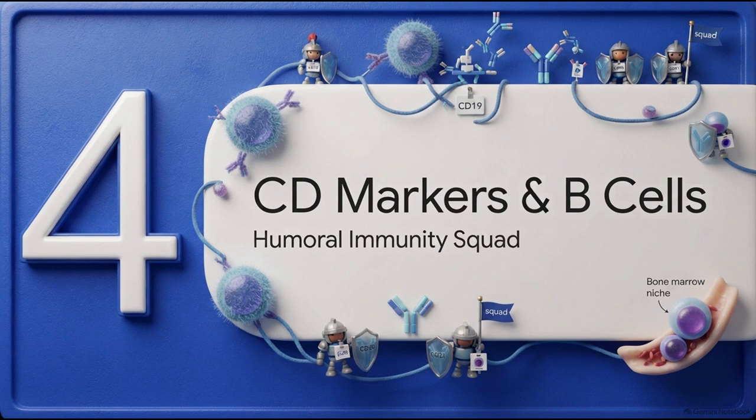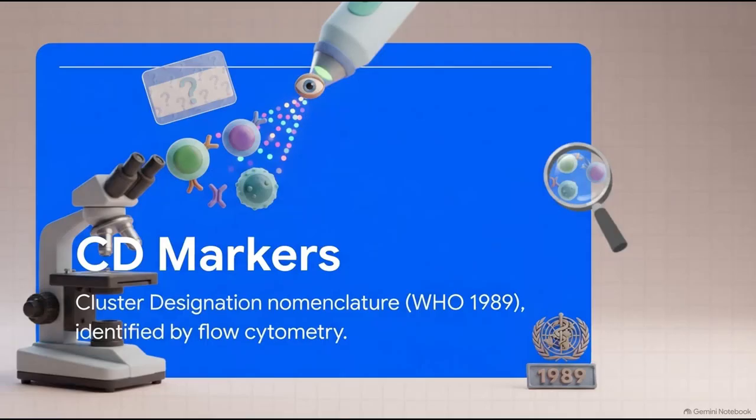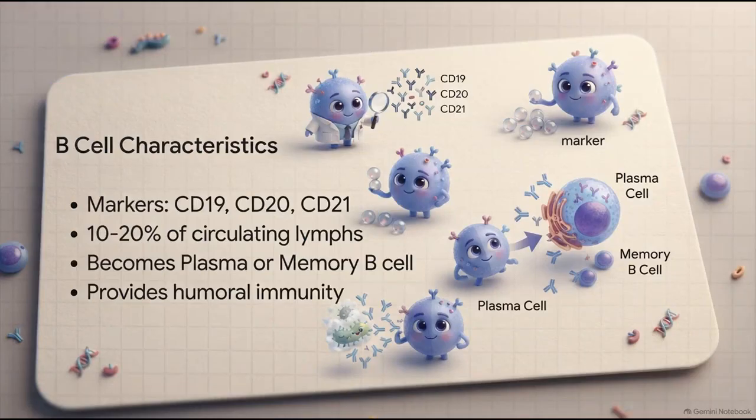On to Section 4, CD markers and B cells, our humoral immunity squad. Because so many of these cells look practically identical under the microscope, we need a reliable way to check their name tags, so to speak. We identify these invisible tags using flow cytometry to read their CD markers. CD just stands for cluster designation, which is a nomenclature system that was formalized by the World Health Organization back in 1989. Representing our humoral immunity squad, we have the B cells.